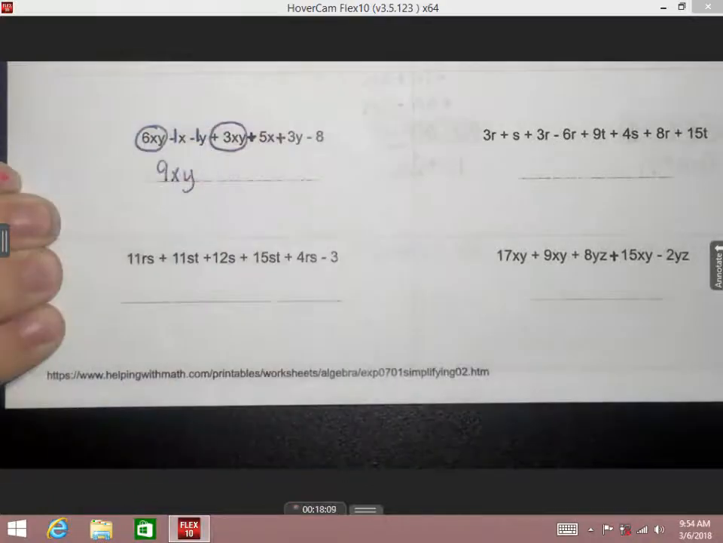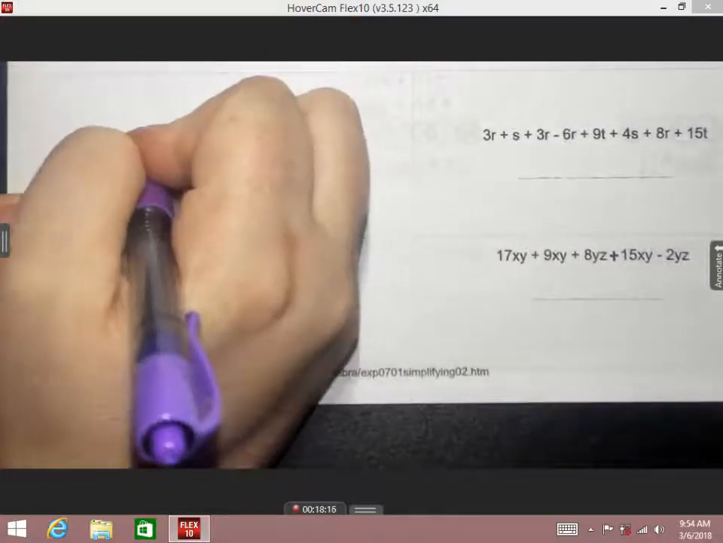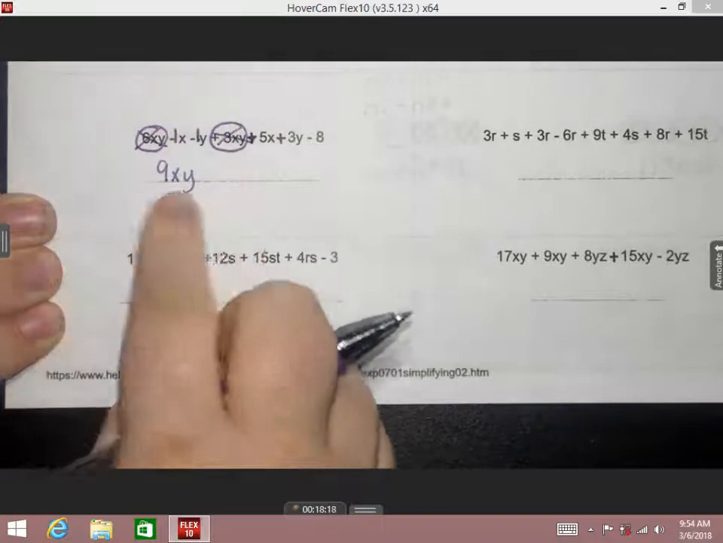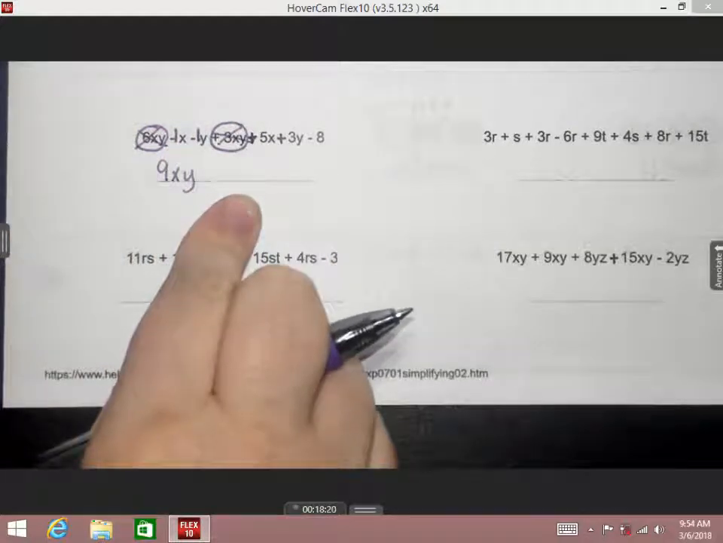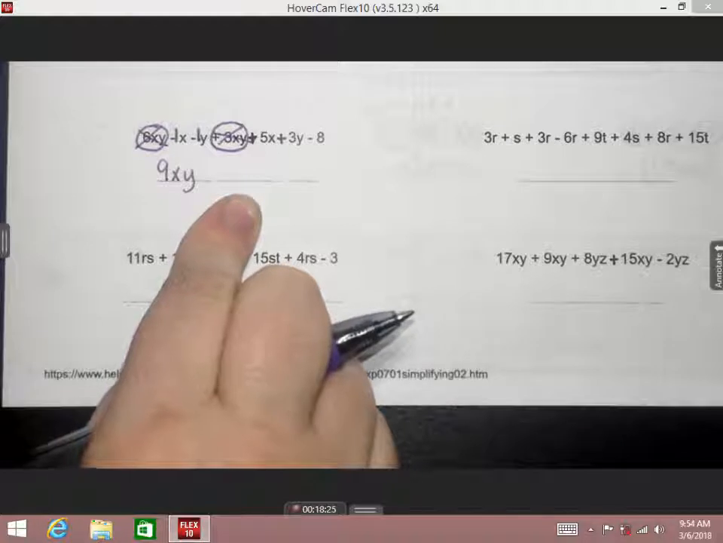9xy. The drum roll has to stop when I say a name, or we can't do that, okay? Alright, since there's so much going on in this problem especially, I'm going to mark those out so I don't try to use them again. Just mark them out. We know we're done with them.